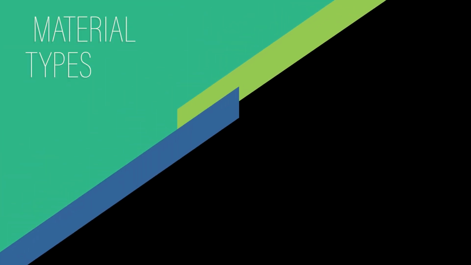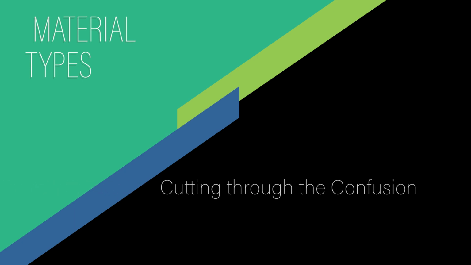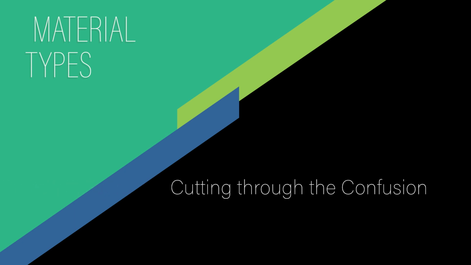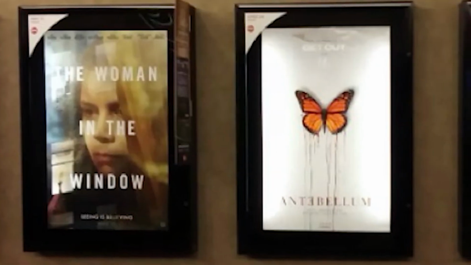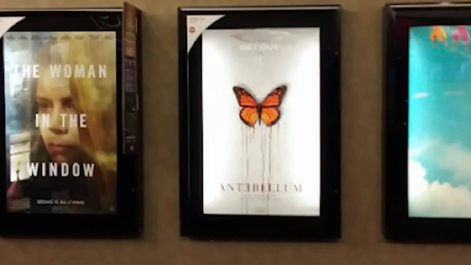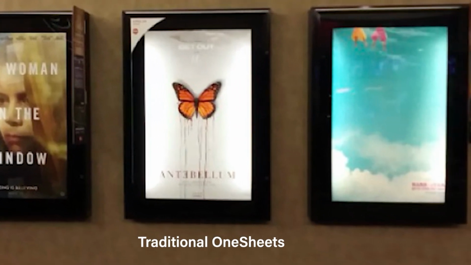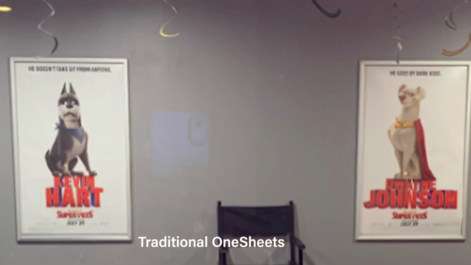The next thing we'll look at is material types. While some material types may seem obvious, in reality, they can cause quite a bit of confusion. One of the most confusing is the one-sheet versus the digital one-sheet. One-sheets are probably the most common form of material you will find in a theater. Most one-sheets are in the traditional cases movie theaters have been using for decades, but they can be displayed in many different types of cases. Many of these cases are lit from the inside, or what we call backlit. So the image looks like it's digital, but in reality, these are just one-sheets and should be listed as such.